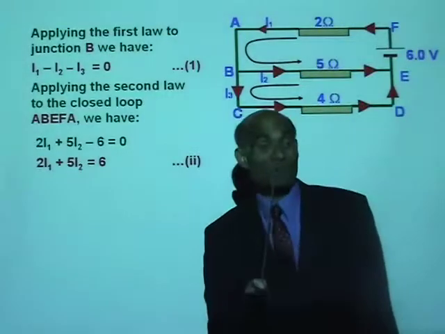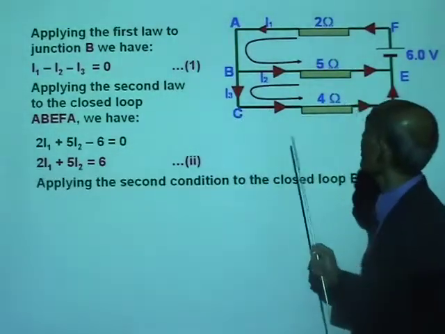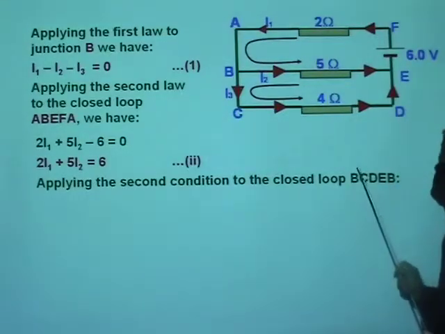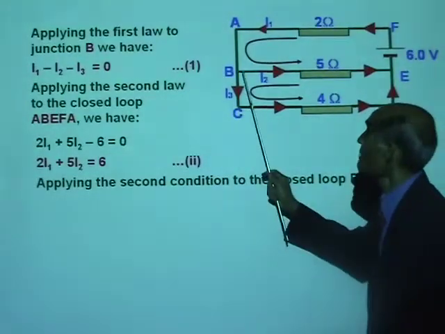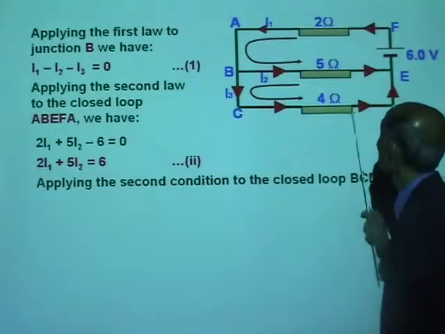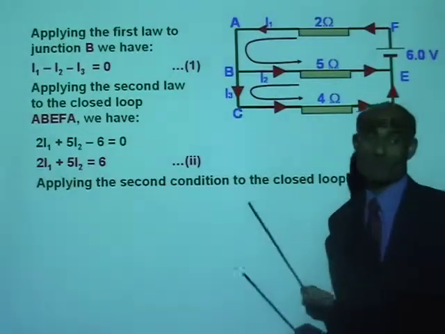Alright, we still need one more equation. What do we do? Well, we apply that second law to another closed loop, which is B, C, D, E, B. Alright, can you do that on your own? Can you apply the second law to B, C, D, E, B and write down an equation?